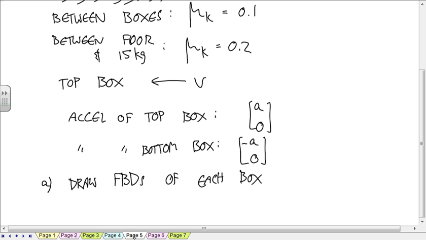It just depends what I did. For the top box, a positive value meant a vector of this was my acceleration vector. So you take that variable and just plug it back into the vector. And so no, it was accelerating to the right, which just means that the friction was slowing it down.